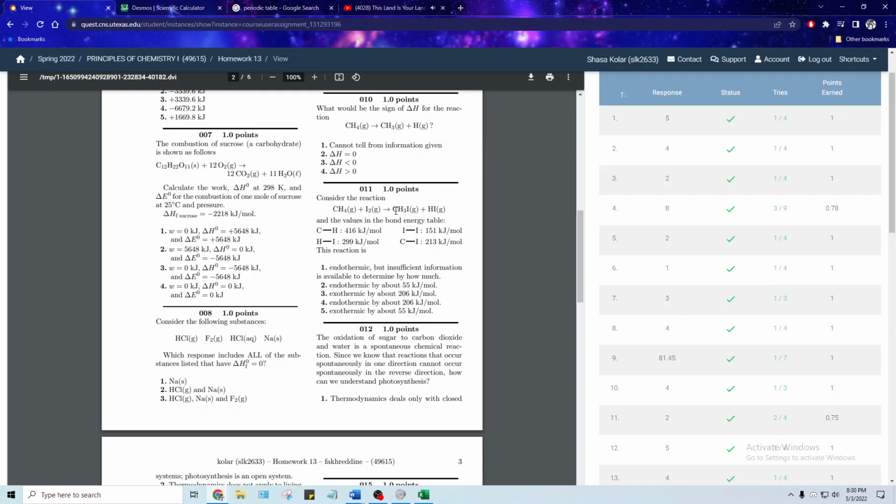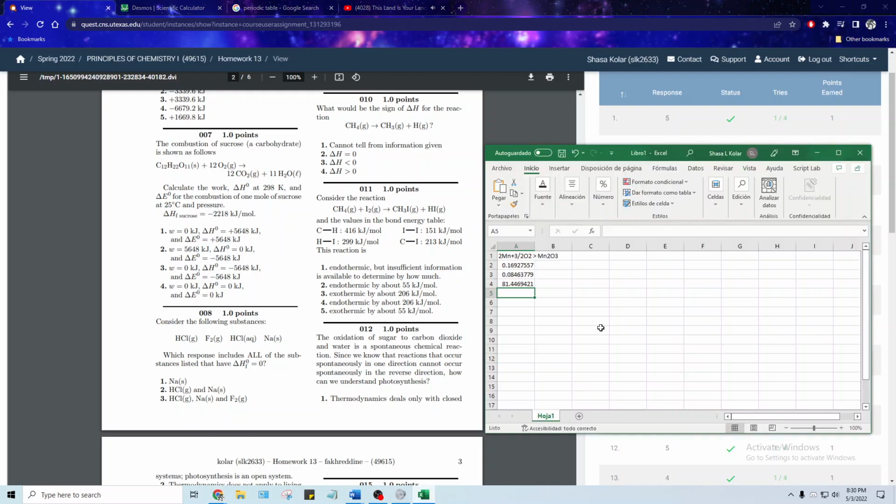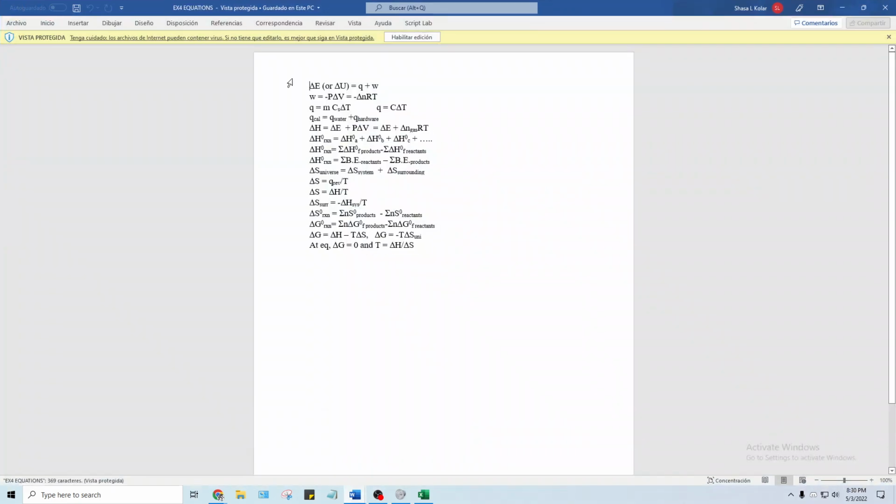In this one, it's just bonds. It's just bonds broken on this side minus bonds formed on the product side. So reactants minus products. This is the only one where it's reactants minus products, I'm pretty sure. See here, these are products minus reactants, and then here it's reactants minus products, which is interesting.